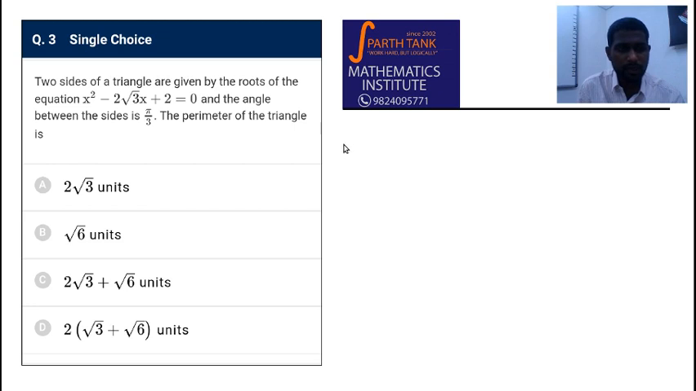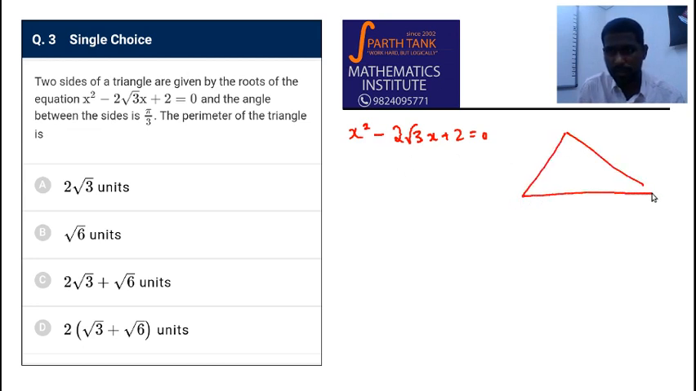Two sides of a triangle are given by the roots of the equation x squared minus 2 root 3x plus 2 is 0. And the angle between the sides is pi by 3. So if I were to draw a triangle, let's say this side is A, this is B and C, and this angle is pi by 3, and they say this A and B are roots of this equation. Okay, so find the roots of the equation, and then using these two sides and this angle, you can find this, through which you can find the perimeter, right?